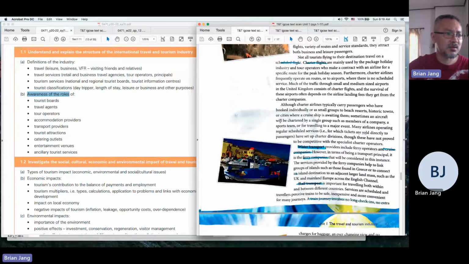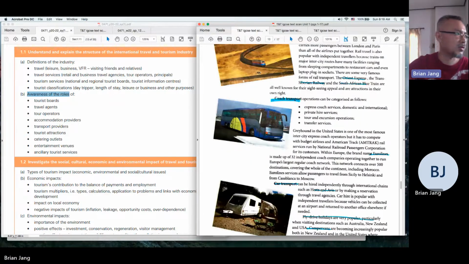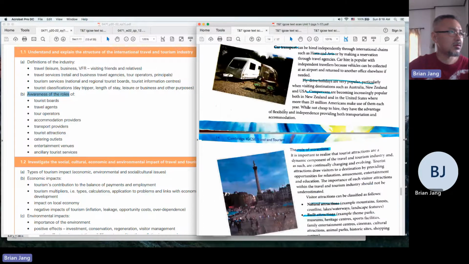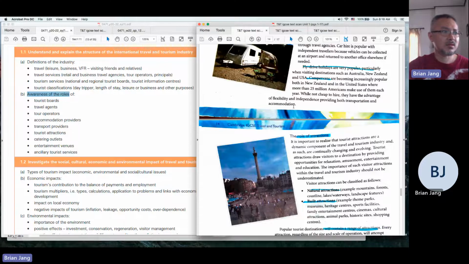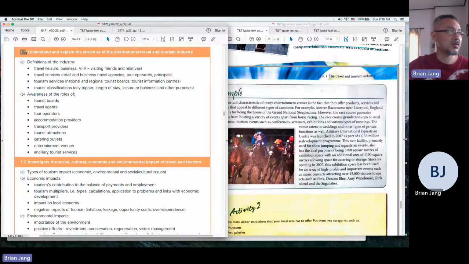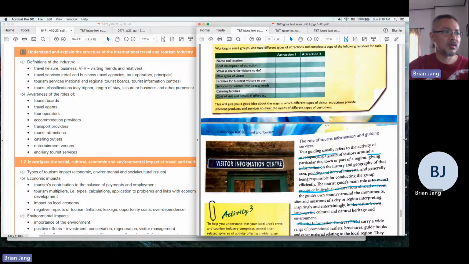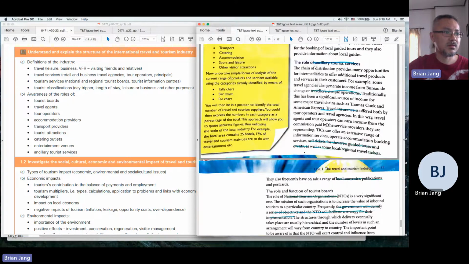Transport providers, talking about air, land, and sea. What is coach transport? Okay. And then I said pages 3 through 17, right? So basically this whole section 1.1 is going all the way to page 17, right?